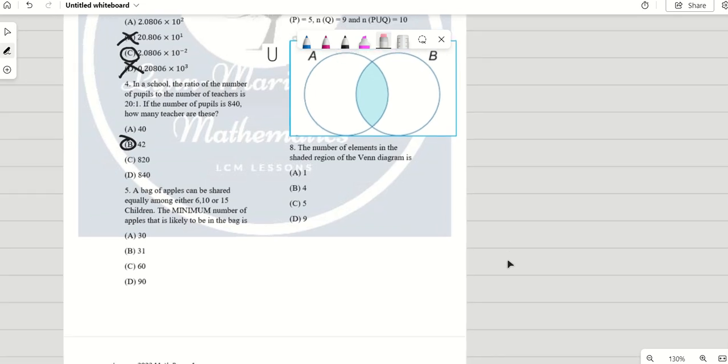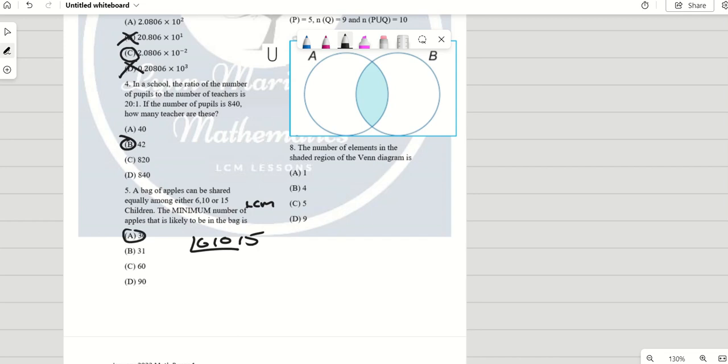Number 5, when you see these questions, a bag of apples is shared equally among 6, 10, and 15 children. The minimum number of apples likely to be in the bag. That means the LCM. So they want the LCM of 6, 10, and 15. I believe the answer is 30, but let's check it out.